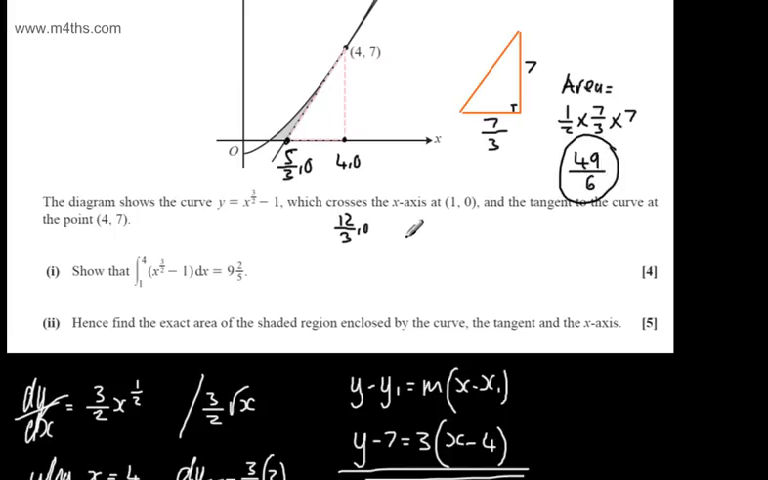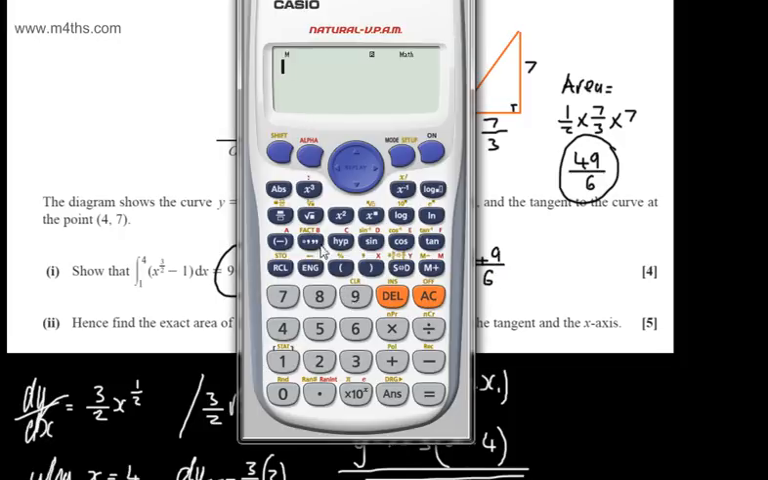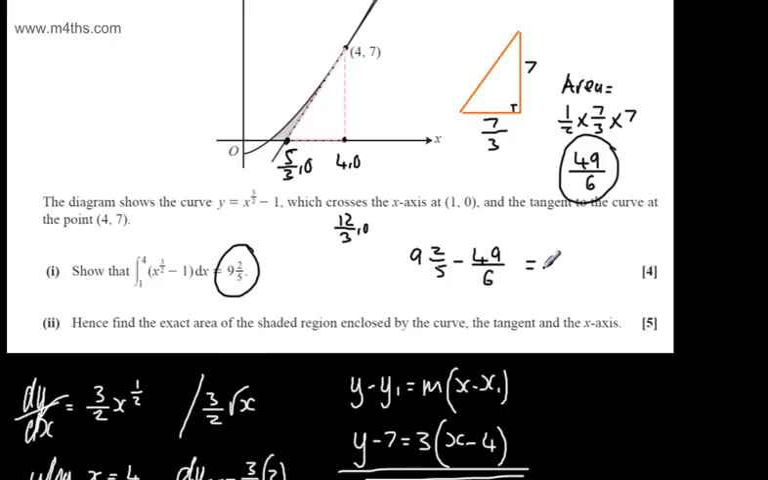So this now needs to be subtracted from the 9 2/5. So we can say 9 2/5 minus the 49 over 6 will give us the answer. So let's go ahead and do that in the calculator. So 9 2/5 minus now the 49 over 6. That is going to give us now 37 over 30. So as an exact answer, let's just write it here, 37 over 30, and that will be units squared.